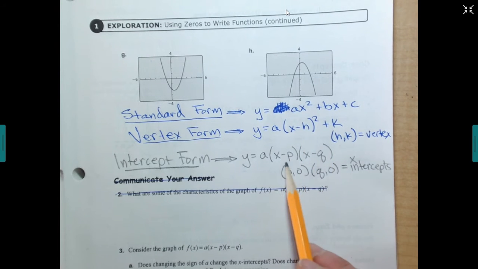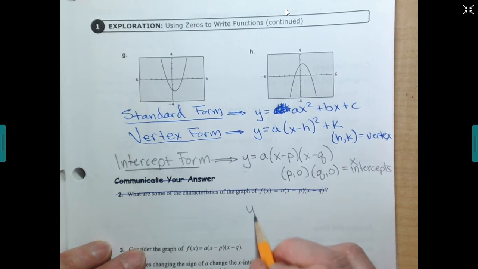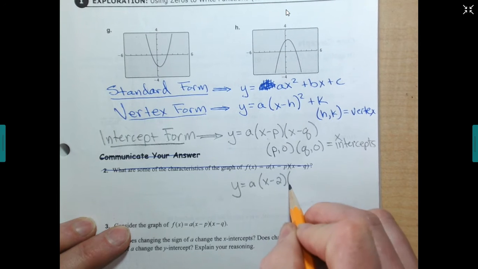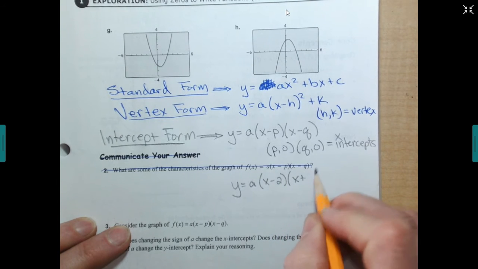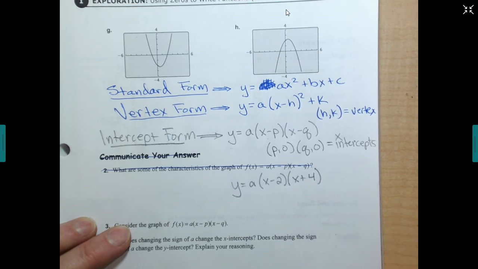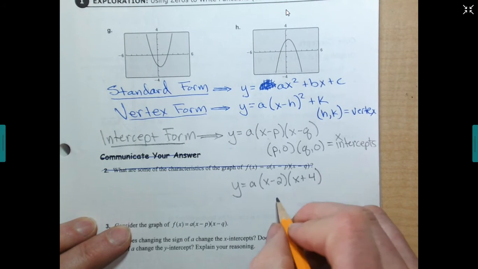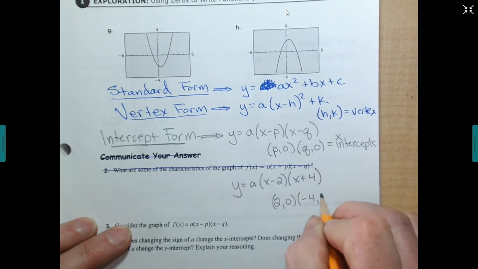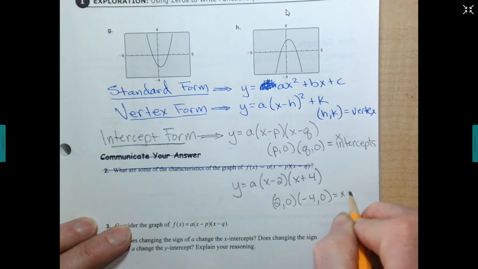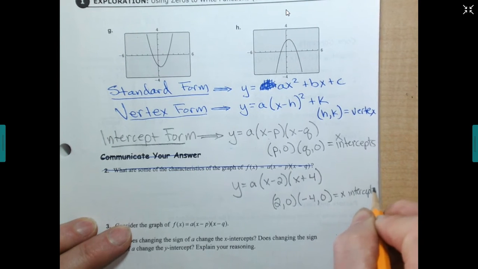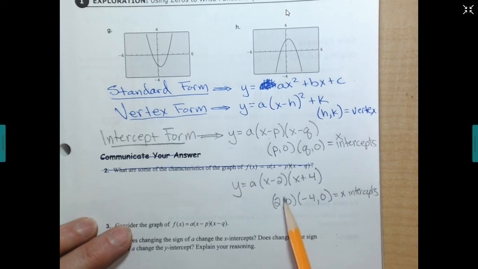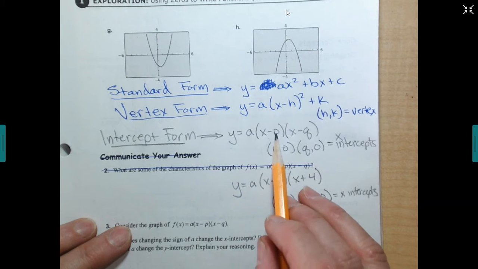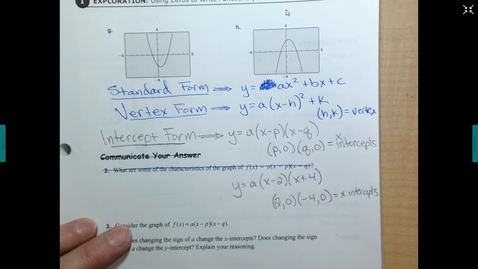So if this were written y equals a times x minus 2, x plus 4, our x-intercepts are going to be (2, 0) and (negative 4, 0). So keep in mind there's that little opposite thing. When the equation has a negative in it, it means that the actual number is the opposite. So just keep that in mind.